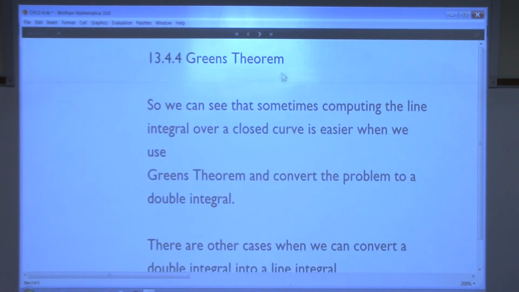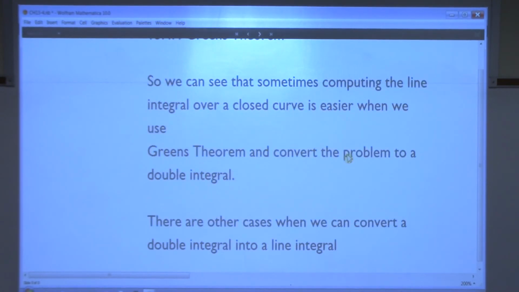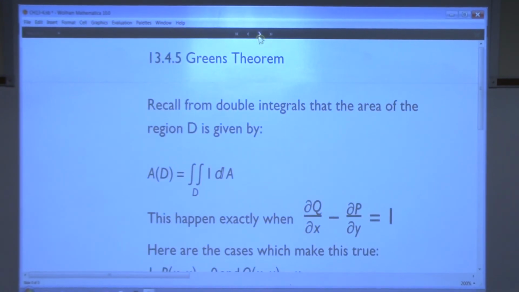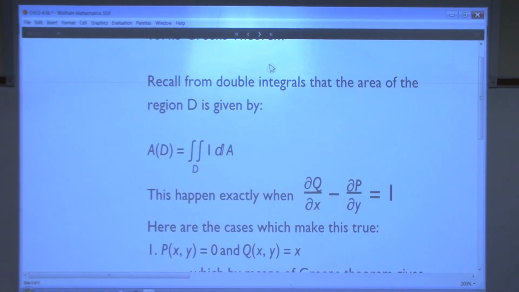So we can see sometimes computing a line integral over a closed curve is easier when we use Green's theorem to convert the problem to a double integral. There are other cases where we can convert the double integral into a line integral. So this is important, all right? I want you to all pay attention to what's going on here. So it's kind of tricky, all right?